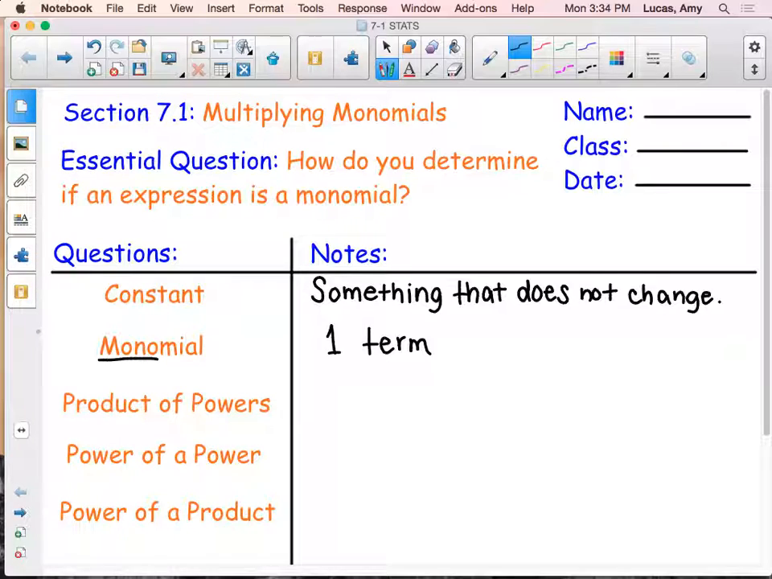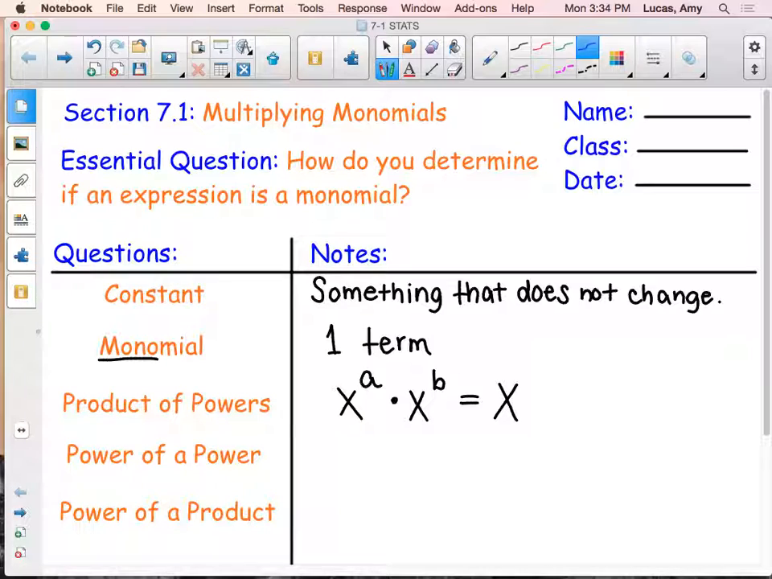So the product of powers, the word product means multiply, and powers, you can think about powers as being an expression with a base and an exponent. So the product of powers would be something like this. X to the power of A, that's a power, and then times x to the power of B. So the product, because I'm multiplying together two powers. So what happens is there's a shortcut that says as long as your base numbers are the same.